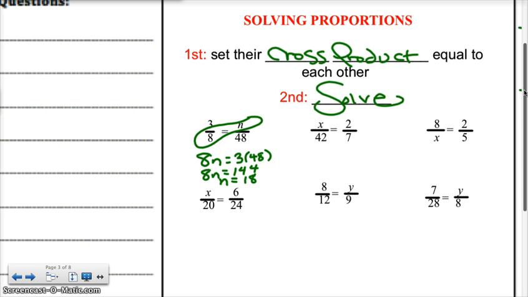Next one, I'm just going to do the cross product method. Again, I choose the side that has the diagonal that has the variable, because I like my variable on the left. And 42, the next cross product, 42 times 40 times 2. 7x equals 84. X is 12.